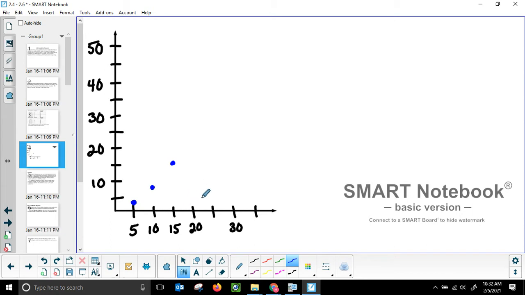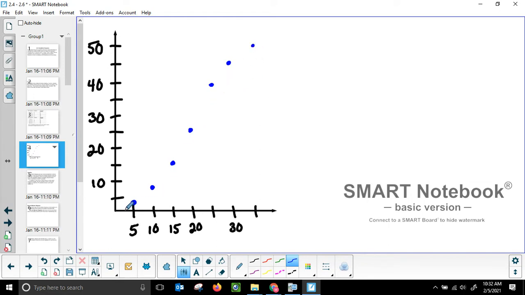Then we have 20, 26, so somewhere up here. Then we have 25, 38, somewhere in here. Then we have 30, 45, so up here. And 35, 50.